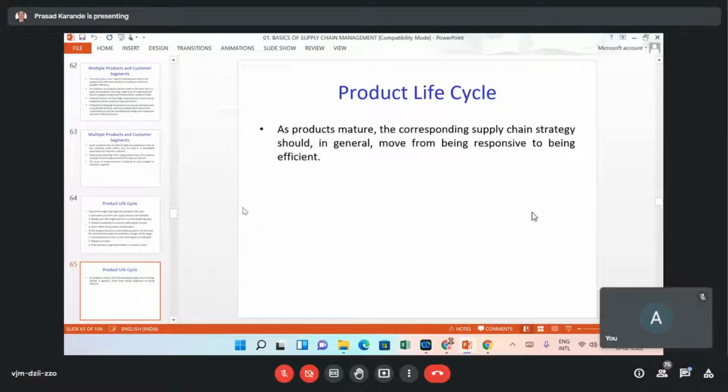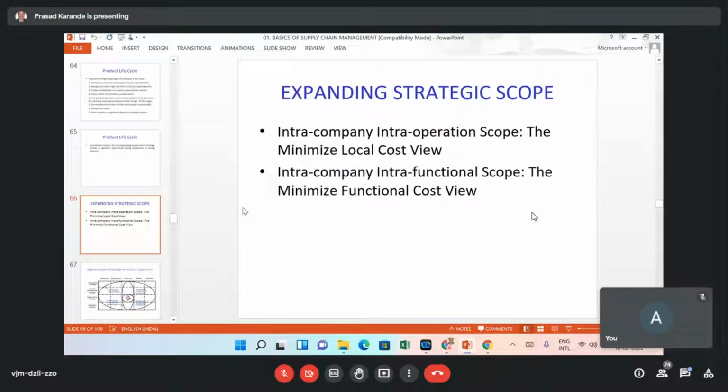As the product matures, the corresponding supply chain strategy should in general move from being responsive to being efficient. Meaning, as soon as the product matures, your supply chains will be efficient.